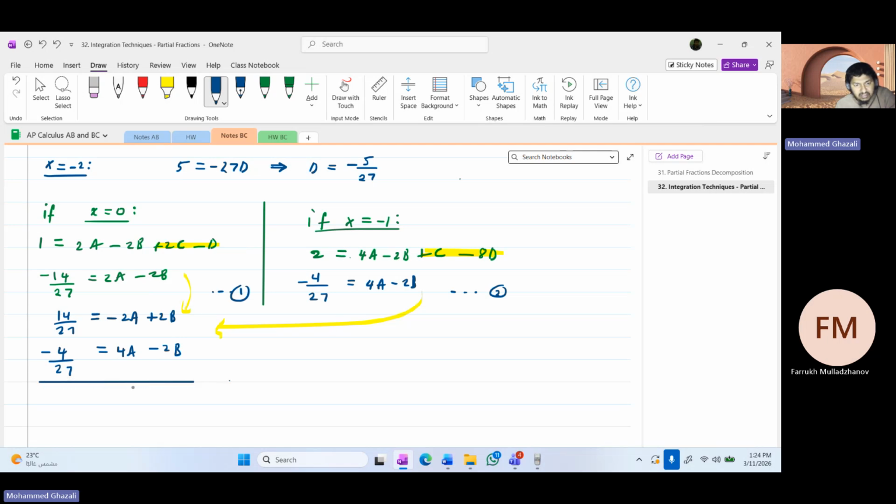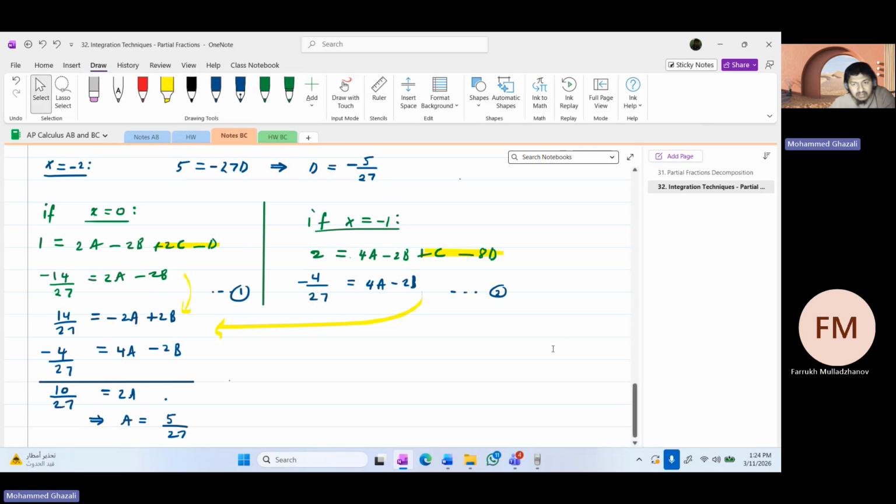If I add up both the equations, the two b's cancel out. So I'm getting 2a, and on this side, I'm getting 10 over 27, right? If I add them up. So this implies the value of a is 5 over 27, because divide both sides by 2. If the value of a is 5 over 27, then we can solve for the value of b.